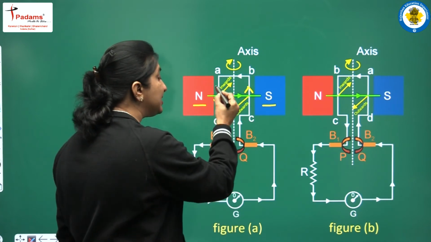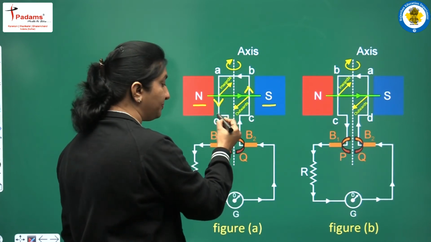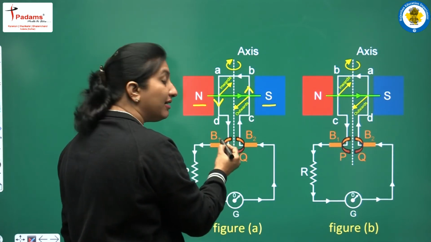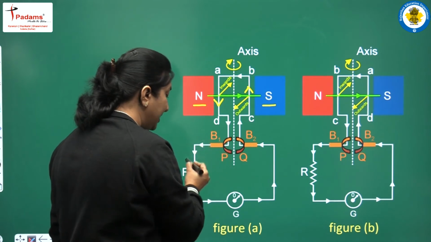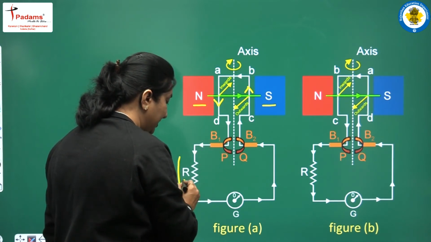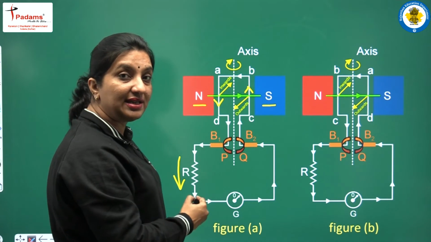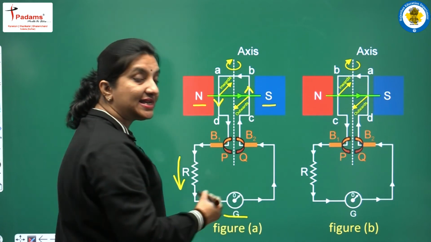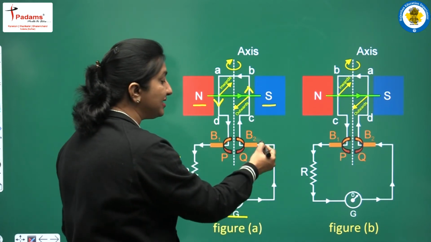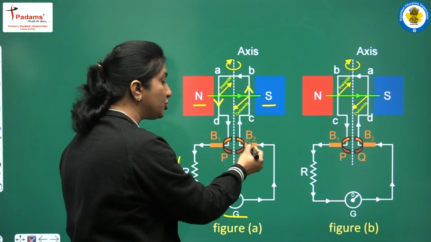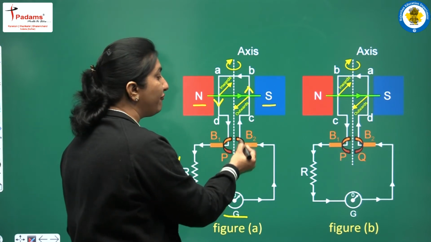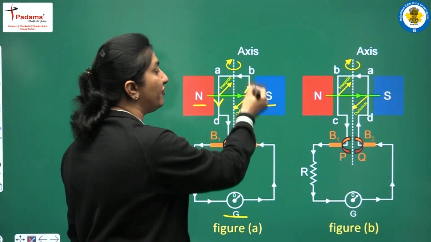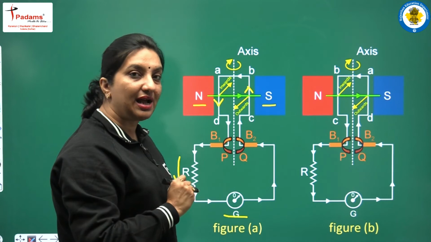So what we see is that the current from this AD arm comes through this split ring P and through the brush B1 it goes into the external circuit, and in the external circuit the current is in the downward direction and the galvanometer shows right hand deflection. Then this current enters through the brush B2 to the split ring Q, and from here the current enters the armature coil and the direction of current in the BC arm is upwards.